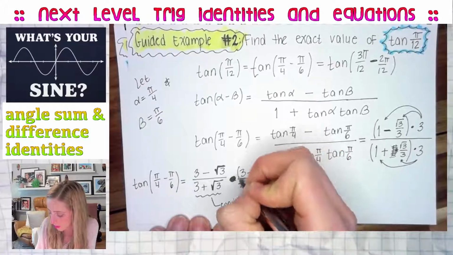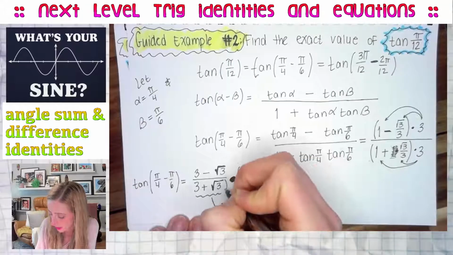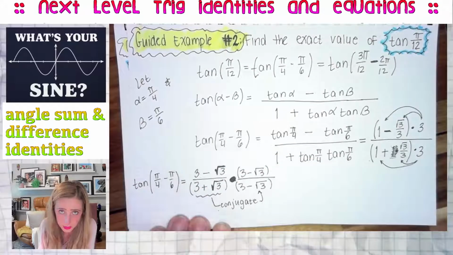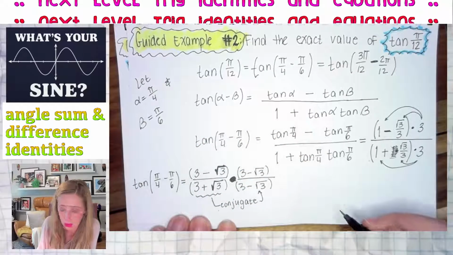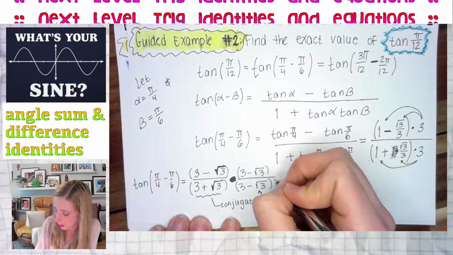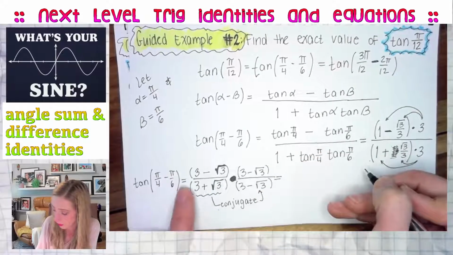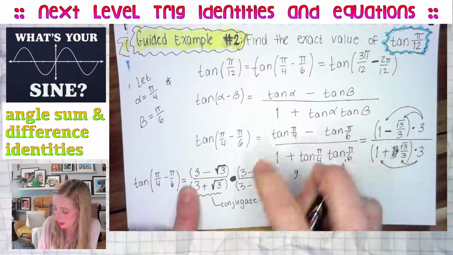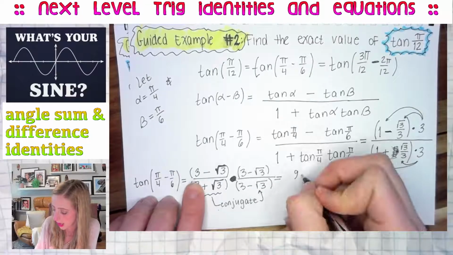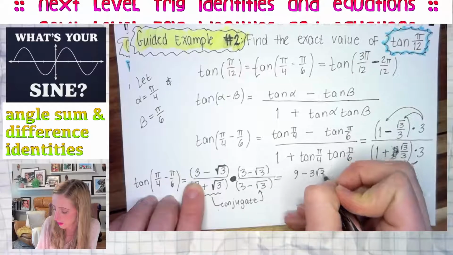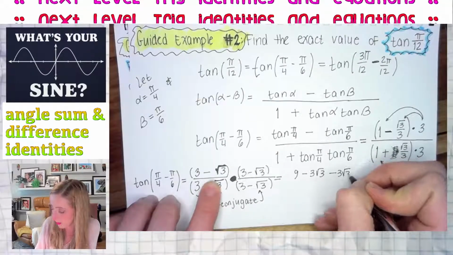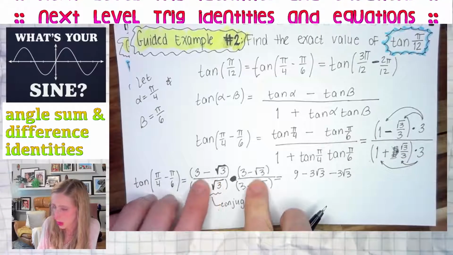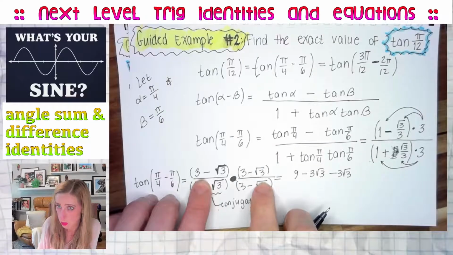We treat them the same, but when we multiply, say, a binomial, a sum or a difference, by another sum or a difference, you have to distribute, and you can use FOIL to help you distribute. First times first, on top we get 9. Outer, I get minus 3 root 3. Inner, I get it again, minus 3 root 3. Last times last, root 3 times root 3 is root 3 squared.